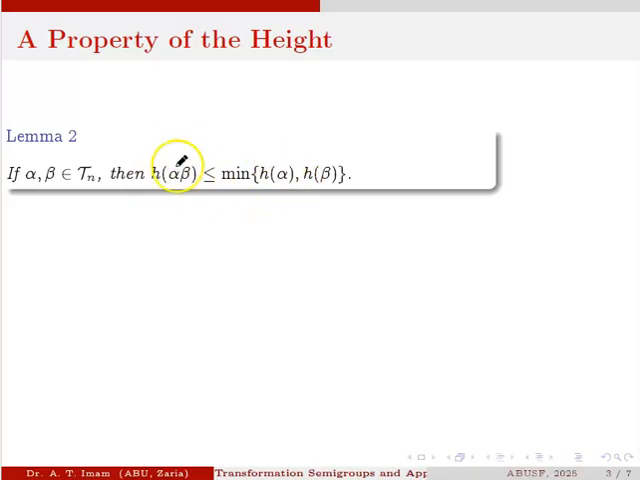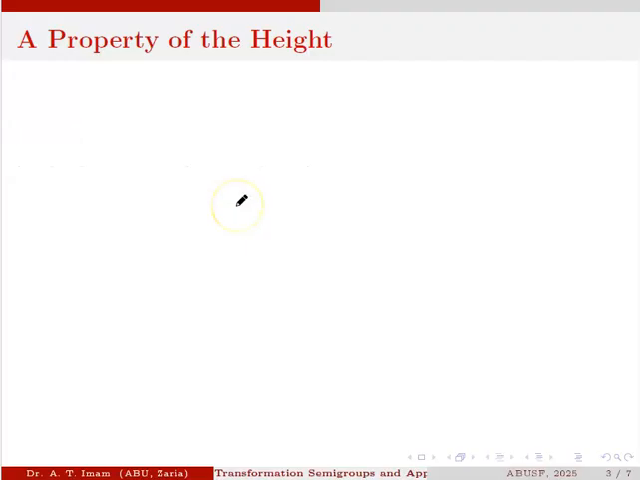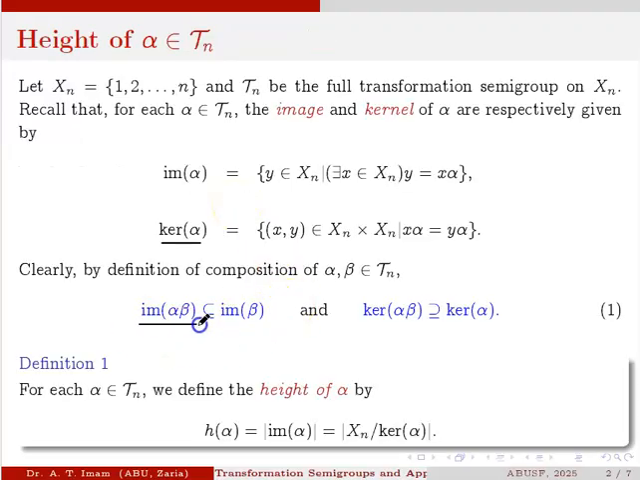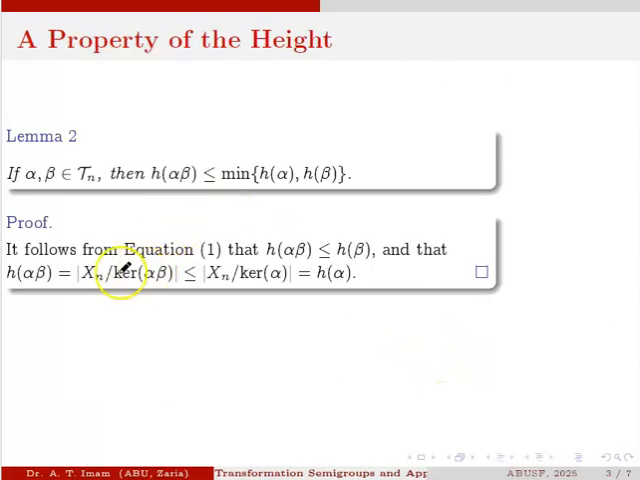So the height of the product is always less than or equal to the height of the factor. If you look at our example, our equation 1, we say the image of the product is contained in the image of the second factor. Likewise here, the kernel of the product contains the kernel of the first factor.